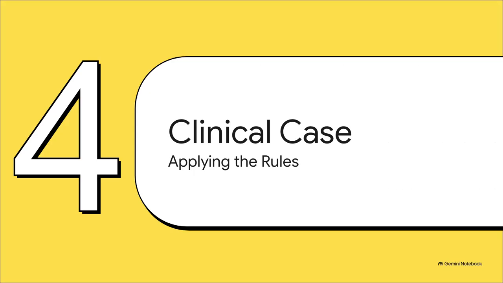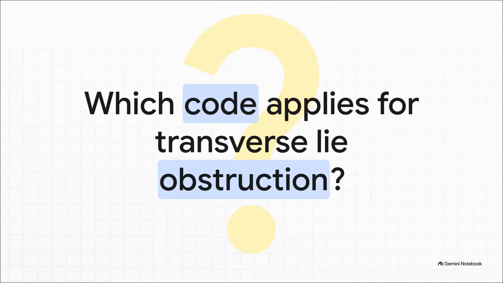Section 4, Clinical Case Walkthrough, Applying the Rules. Our funnel has narrowed, and it's time for a hands-on, high-stakes clinical scenario to test exactly what we've just learned. Okay, here is our scenario. Let's look at this like auditors and solve the puzzle. A 29-year-old woman, gravida 2, para 1, is in active labor at 38 weeks gestation. A clinical exam reveals a transverse lie causing obstructed labor, and it requires a planned cesarean section. So, what do you think?